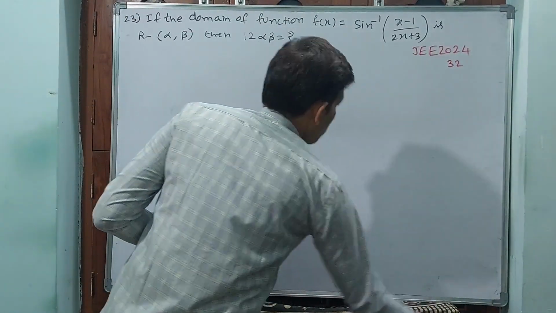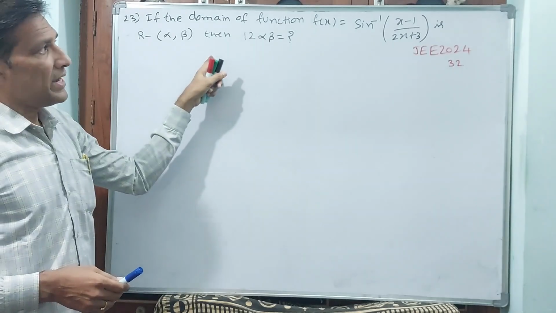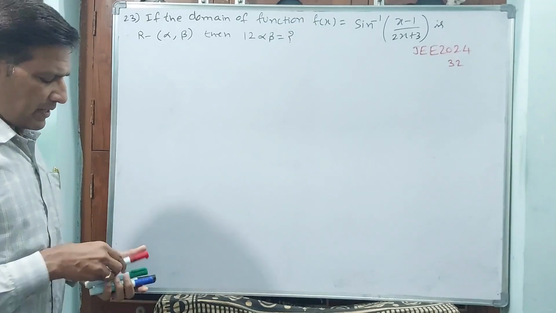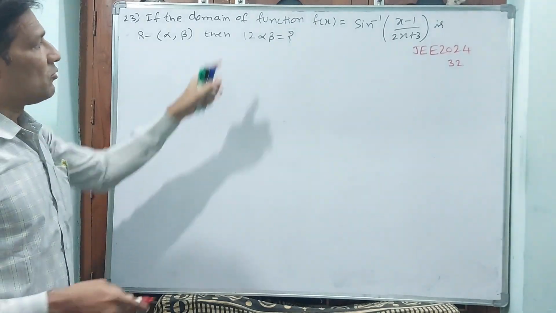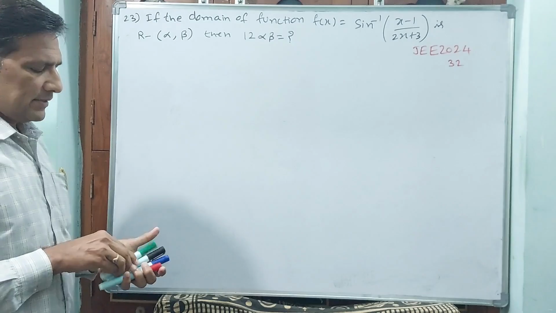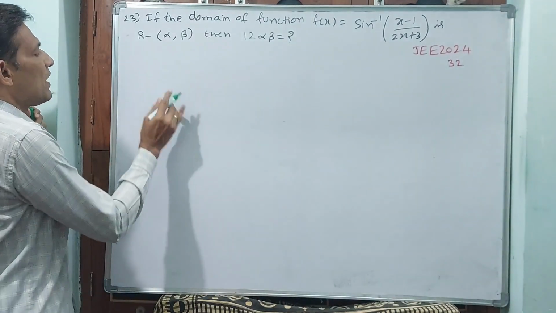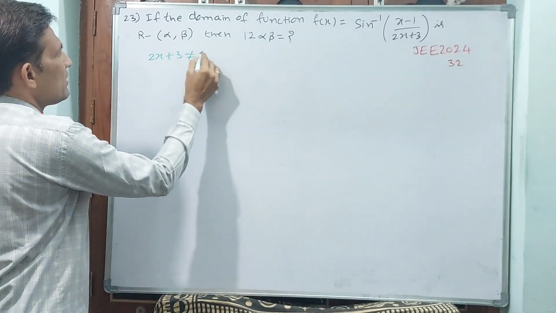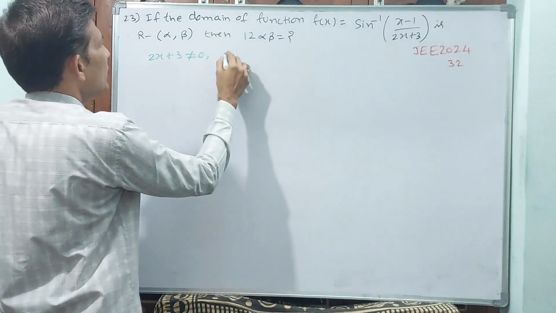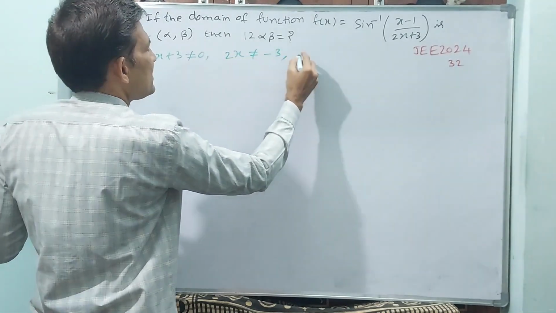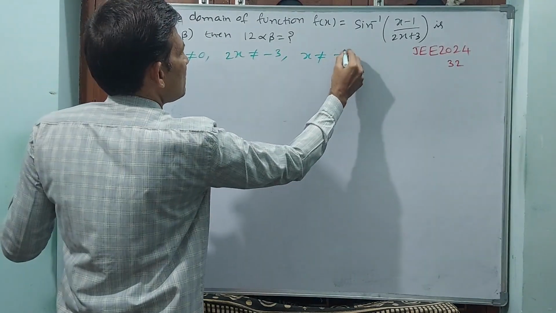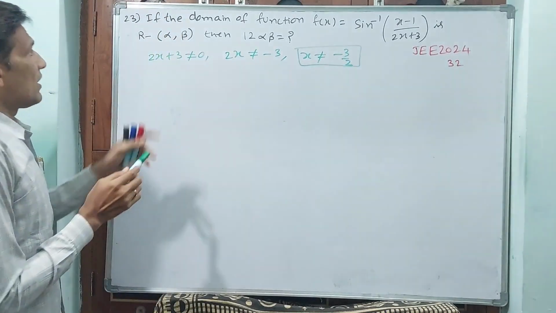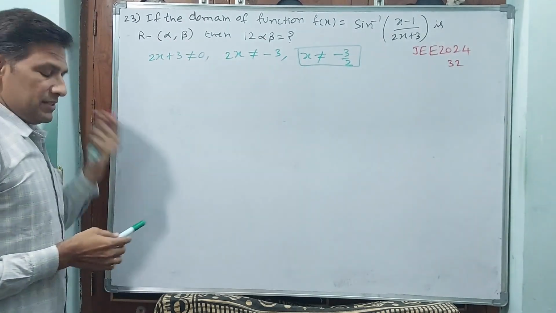If you find the domain, that domain is going to be alpha beta. Then you have to find 12 times alpha beta. First of all, what we understand here is that the denominator should not be 0. That means 2x plus 3 should not be equal to 0, so 2x should not be equal to minus 3, and x should not be equal to minus 3 by 2.